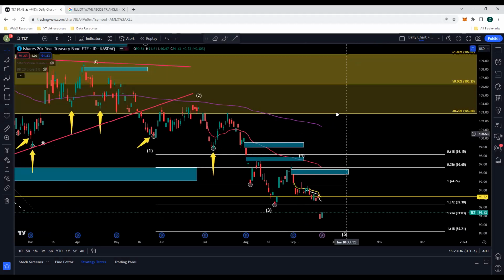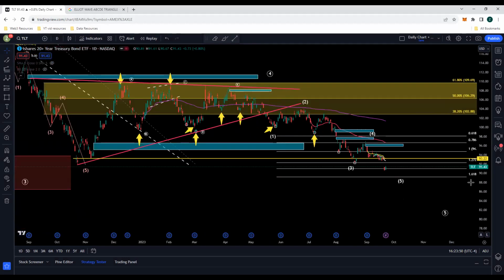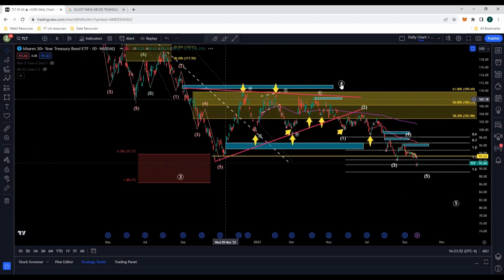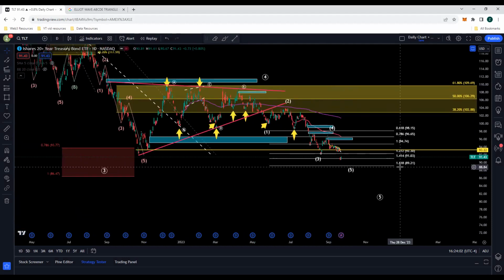So, a lot of these analyses are lining up with each other, right? Remember, we talked about how this triangle pattern right here was nothing more than a wave 4. It was an A, B, C, D, E wave, wave 4, and wave 5 is going to potentially take TLT down to about $89. It could go even lower.